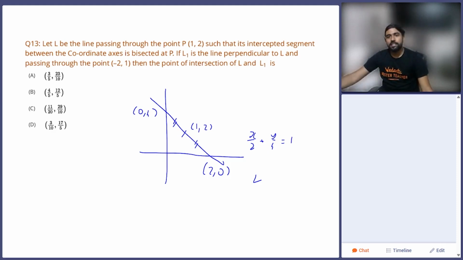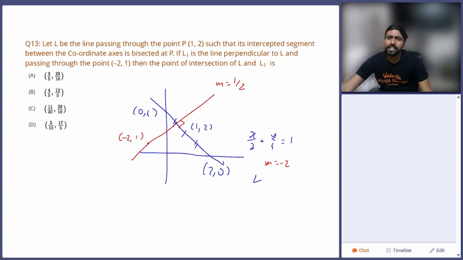Now what they are telling you is there is a line L1 which is perpendicular to this L and it is passing through (-2, 1). So if it is perpendicular to this L over here, can I say that the slope, so what is the slope of this line? Can I say that the slope of this line will be -4/2? The slope over here is -2. So the slope for this line will be 1/2. So the slope for the line L1 which we are looking for will be equal to 1/2, passing through (-1, 2).